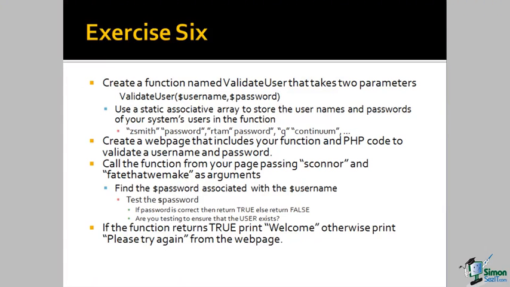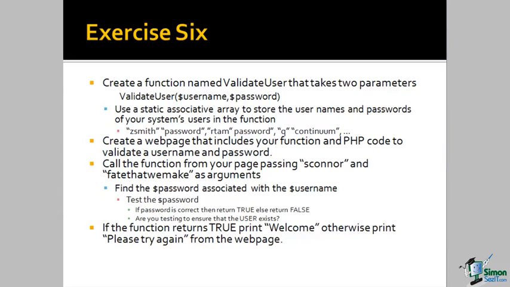Now it's your turn. In this exercise, we'd like you to create a function called validate_user. That function is going to take 2 parameters, and it should look like this. validate_user takes a username and a password as parameters to the function. Then use an associative array, a static associative array within the function definition, to store a set of usernames and passwords. I've given you again here a few samples of usernames and passwords that you could use. Going to need obviously to add to it.